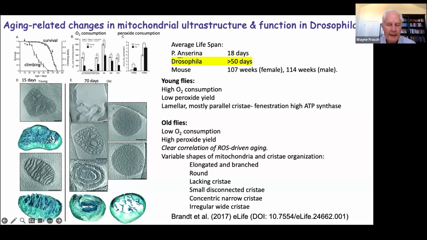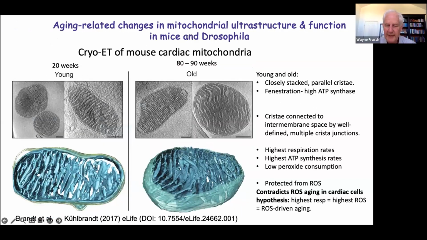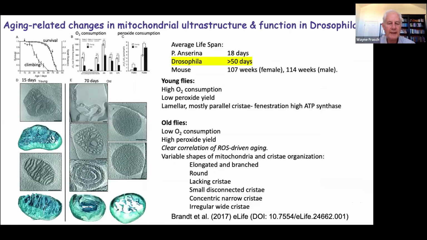So here now, oh, I think I've jumped 2 slides. Yeah, let's go here. So I've been talking about the Podospora, lifespan of 18 days. Let's go to Drosophila, 50 days or more for the average lifespan of the cell.